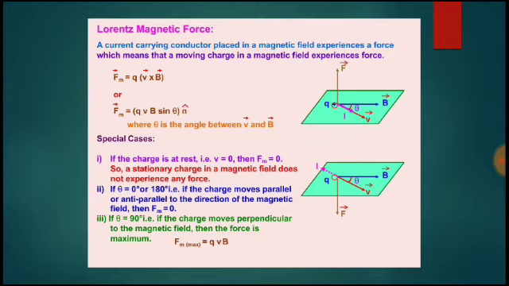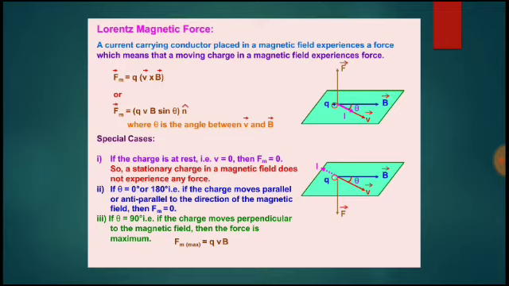When the charge moves in a uniform magnetic field with a particular velocity, it experiences a force. That force acts in the perpendicular direction to the magnetic field. And theta is the angle between the magnetic field and the current.